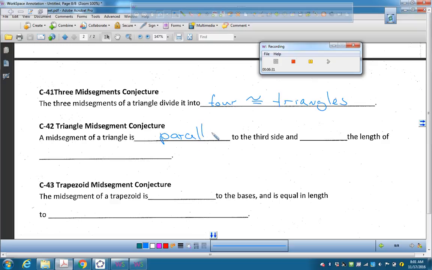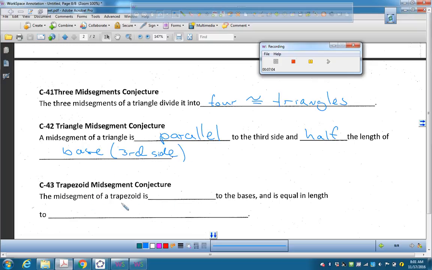Did I spell that right? I think so. To the third side and blank the length. Half. Okay? Half the length of the third side, the base. The mid-segment is parallel to the third side and half the length of the third side or the base. Well, there are three different bases depending on which way you're looking at.